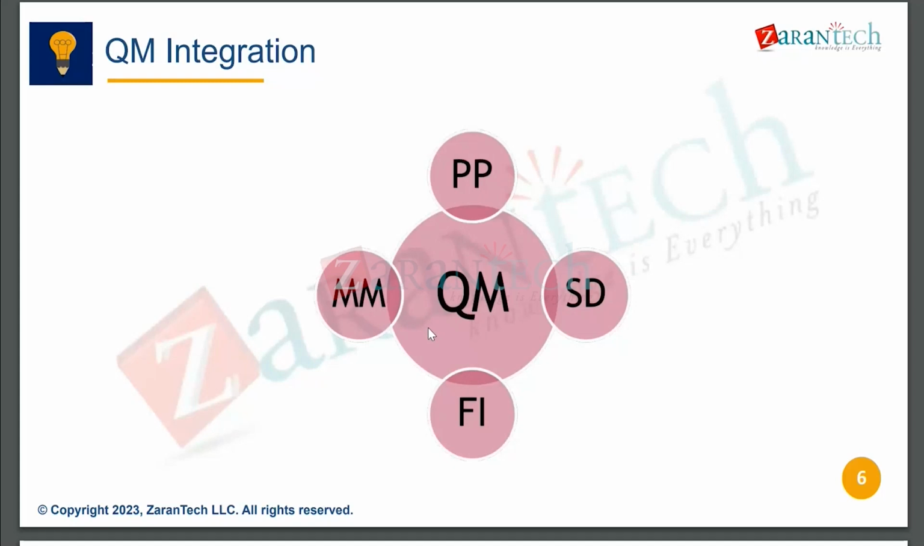So FI will not play a major role for QM, but only whenever there is a quality cost required to be captured. In that case only we have integration with FI. Most quality organizations will not use the quality cost, so quality cost will already be included in the process of production, in the product costing itself.